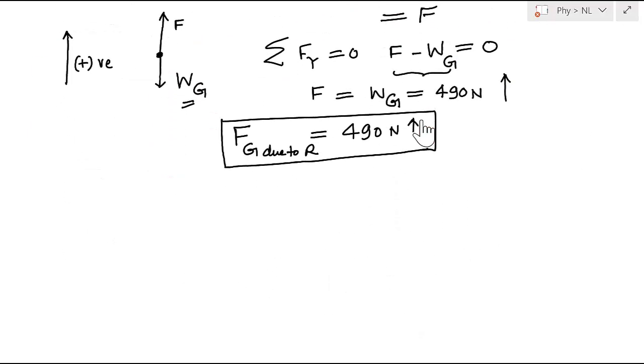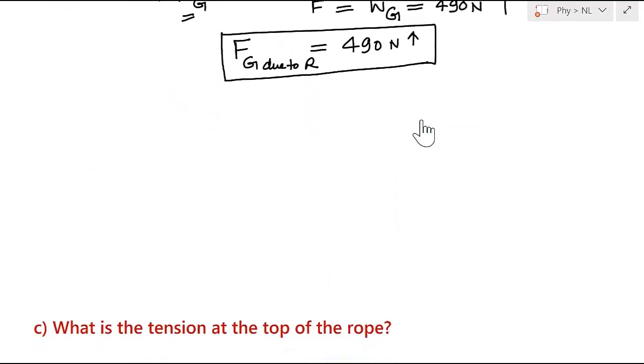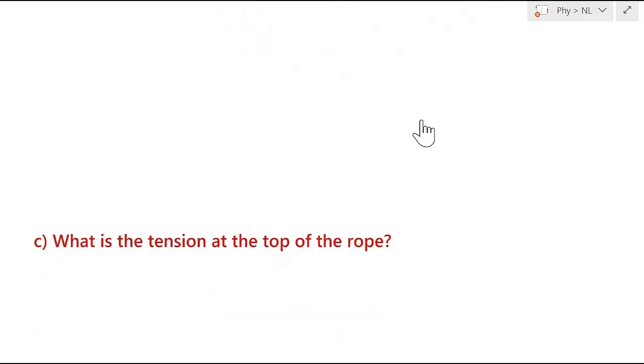Now let us do the third part of the problem. For the third part, that is, what is the tension at the top of the rope, we have to draw the free body diagram of the rope. So if you remember, what are the forces acting on the rope? Let's say this is your ceiling, this is your rope, and this is your gymnast. So the gymnast is somewhere here, and the gymnast is trying to pull this rope.